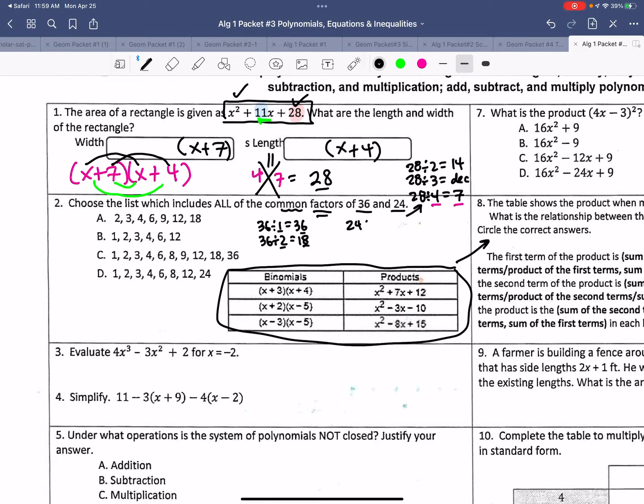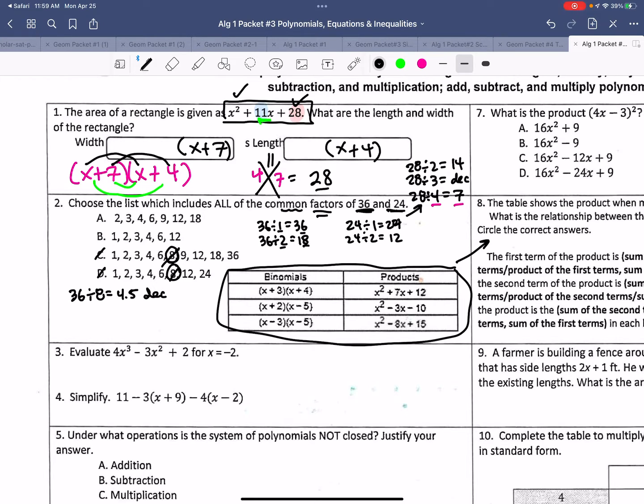So let's see. 24 divided by 1. 24 divided by 2. I think it might be easier to find which ones they do not share in common, and then we can eliminate. Like here, the number 8, I don't think they both have 8 in common. So let's try that out. 36 divided by 8, we get 4.5. Since this is a decimal, that means it's not a factor. So we've eliminated that.